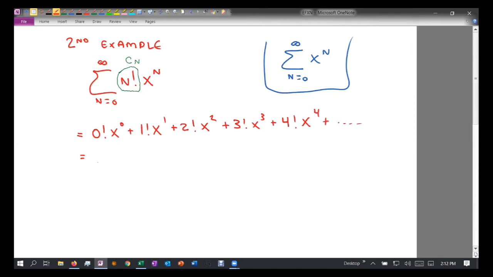Which is really just 1 plus x plus 2x squared plus 6x cubed plus 24x to the 4th plus dot, dot, dot. Y'all see what I'm doing there? Just turning those factorials into numbers. These are my coefficients. Oh yeah, remember 0 factorial is 1. We had that conversation? Yeah. 0 factorial is 1.